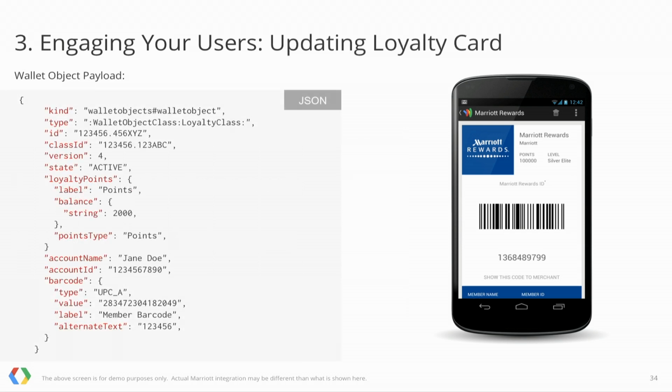To update a loyalty account, as David mentioned earlier, we send this resource to the resource endpoint. This is a wallet object payload, and in here we update the number of points to 2,000 points, and you can also update any of the other fields as necessary. We then send this as a put request to the resource endpoint.